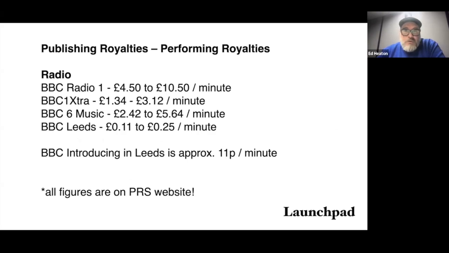If your music is performed on radio, these are some of the approximate amounts of money you get. So on Radio 1, it's going to be anything from £4.50 to £10.50 a minute. Radio 1Xtra is 134 to 313, and you can see the differences. BBC Introducing is about 11p a minute.